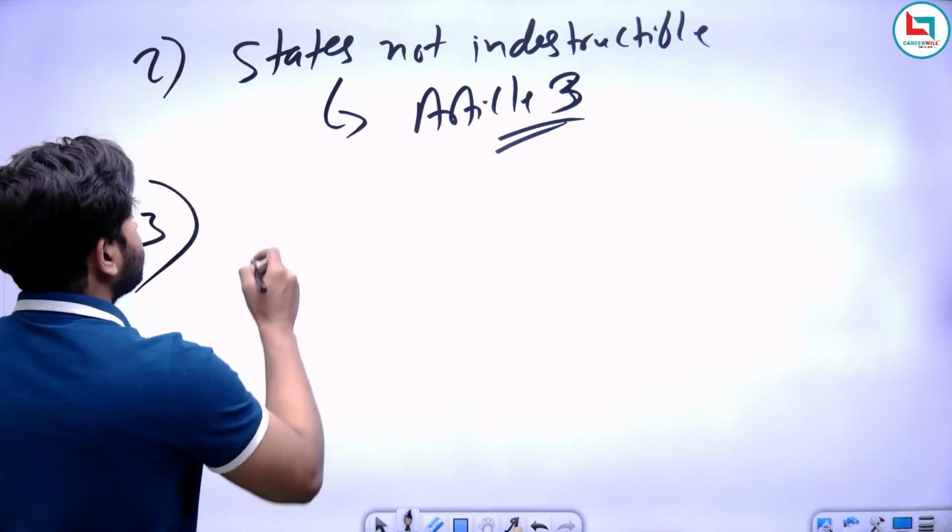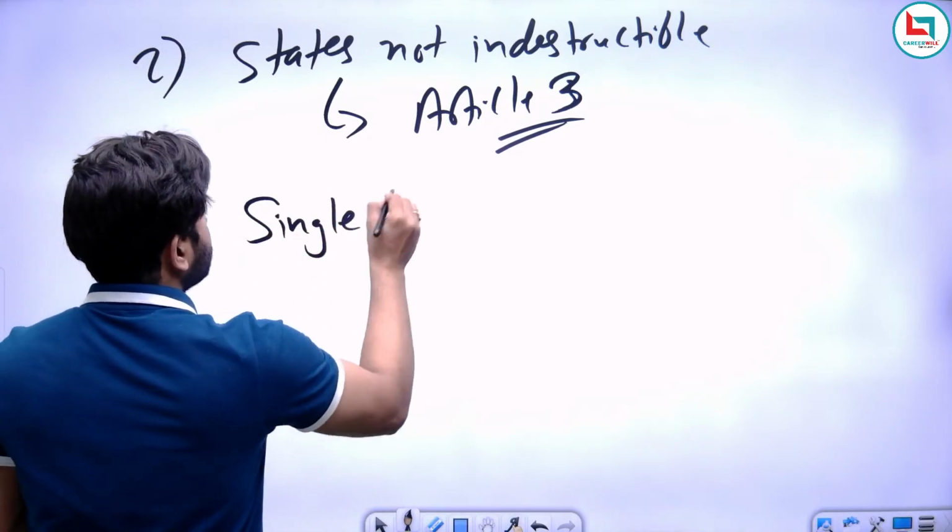Now the third feature is single constitution.